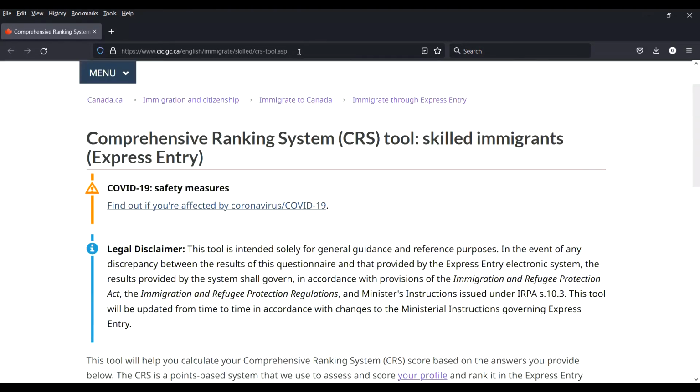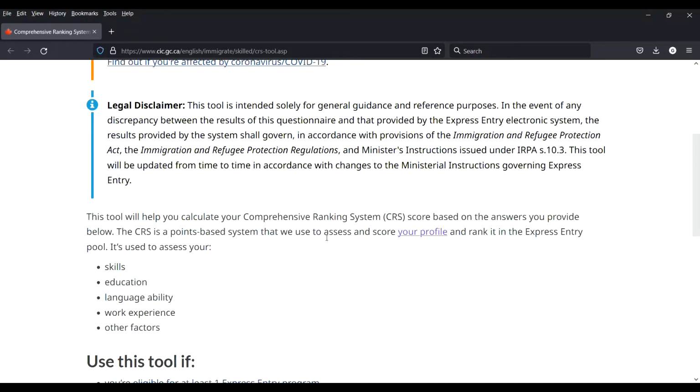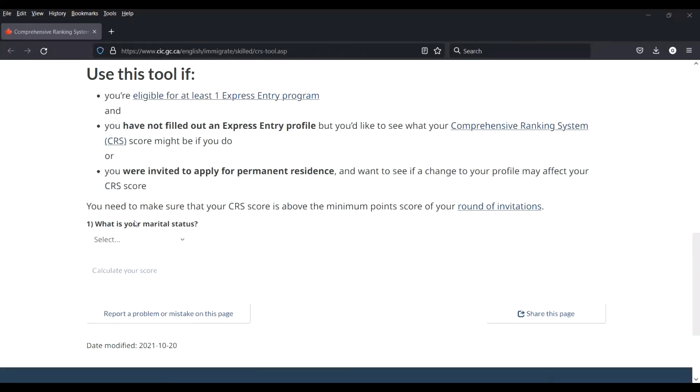So I'm going to drop this link, like I said, in the description, that you can click on it and go through it. So these are the factors that actually determine the express entry. So these factors are your skill, your education, your language ability, your work experience, and other factors. So basically, these are the factors that determine your CRS score.